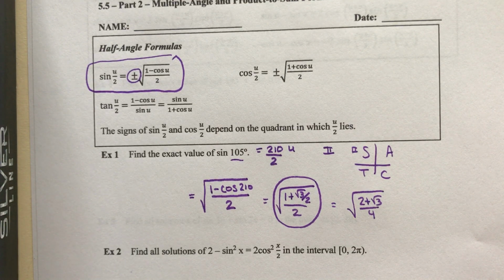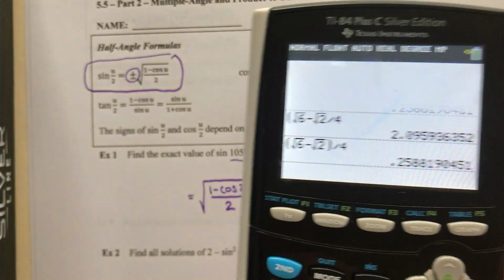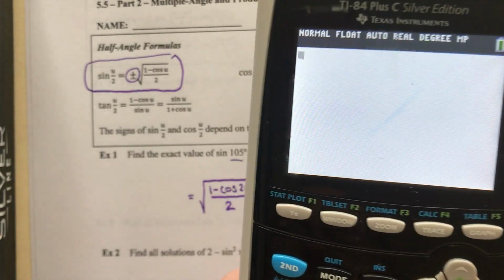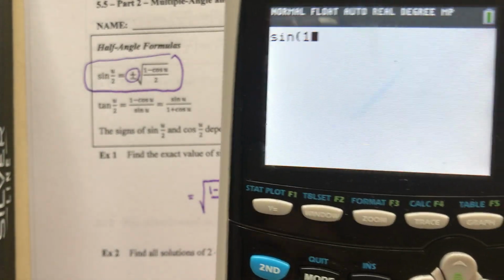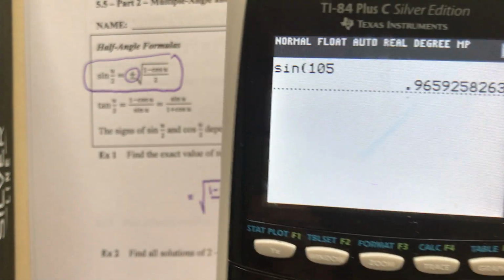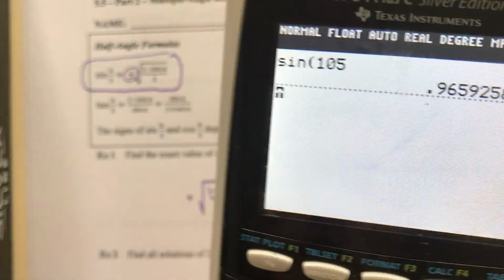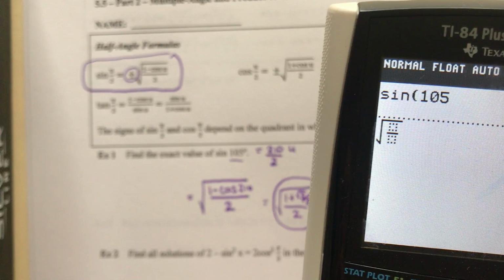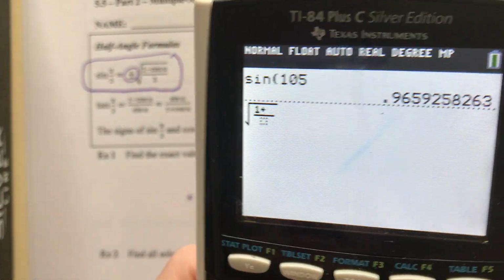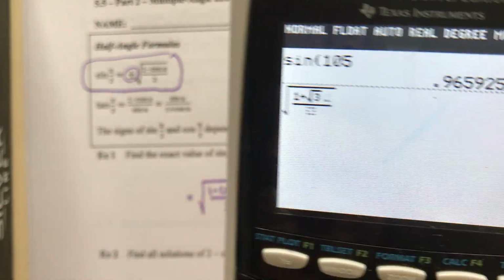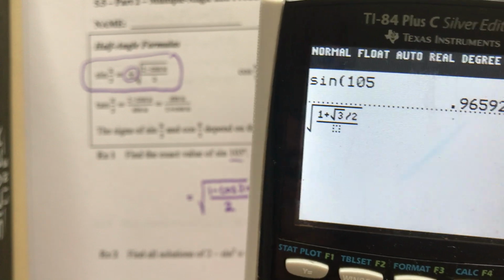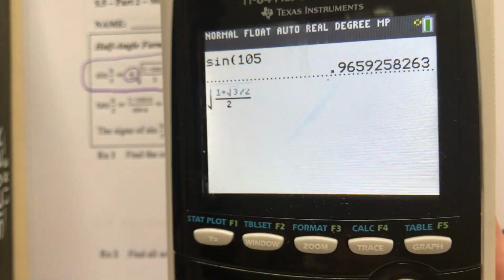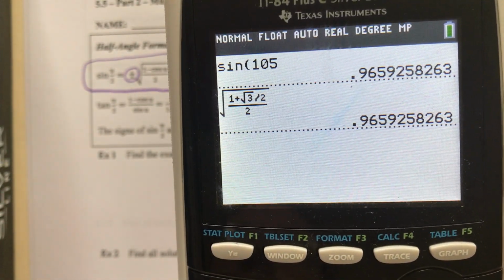Okay, so a great way to check: make sure you're in degree mode on your calculator. You would type in the sine of 105, get your decimal, and then type in the answer we just got. So we got the square root of, and I'm going to use a fraction for this one, 1 plus root 3 over 2, divided by 2, and I get the same decimal.